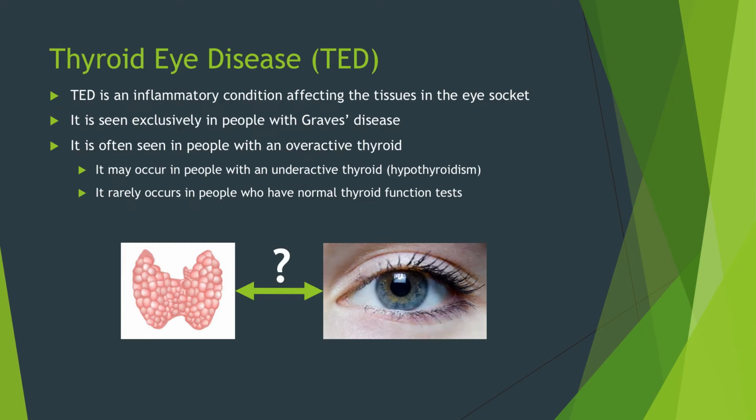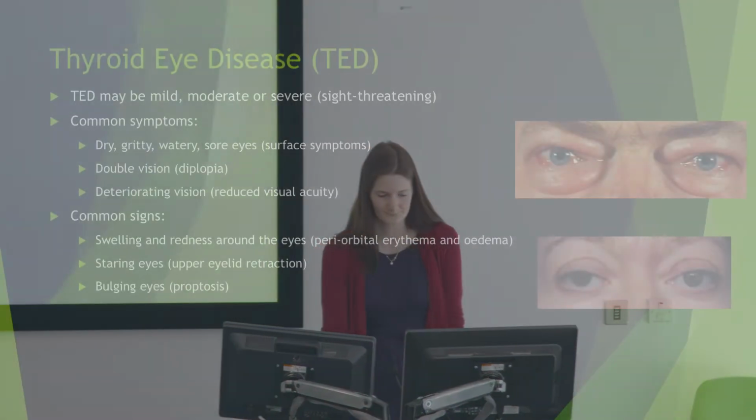Thyroid eye disease is an inflammatory condition which affects the tissues in and around the eye socket, and it's exclusively seen in people with Graves' disease. Most commonly, we see it in people who also have an overactive thyroid, but we can also see it in people who have an underactive thyroid, which we call hypothyroidism, and in people who have normal thyroid function tests very rarely. There's a lot of interest in what links the thyroid gland and the eye, and why people who get Graves' disease may also suffer from symptoms in their eyes. And this most likely relates to the TSH receptor, which is expressed widely in the thyroid, but also in the eye tissues.